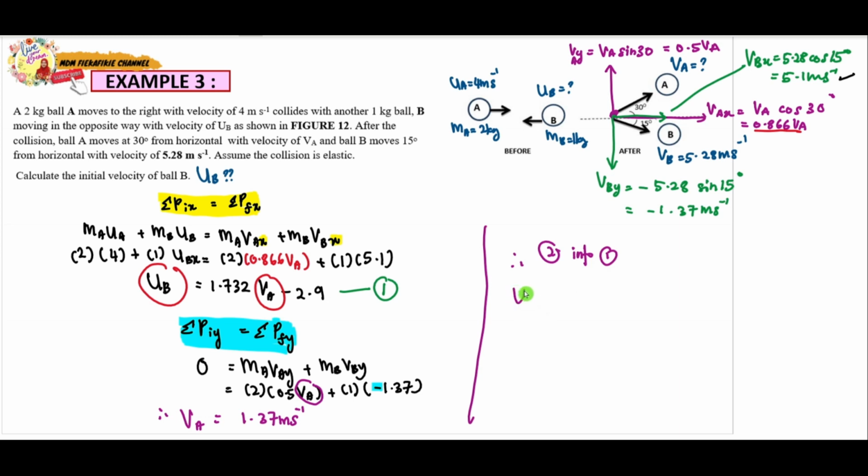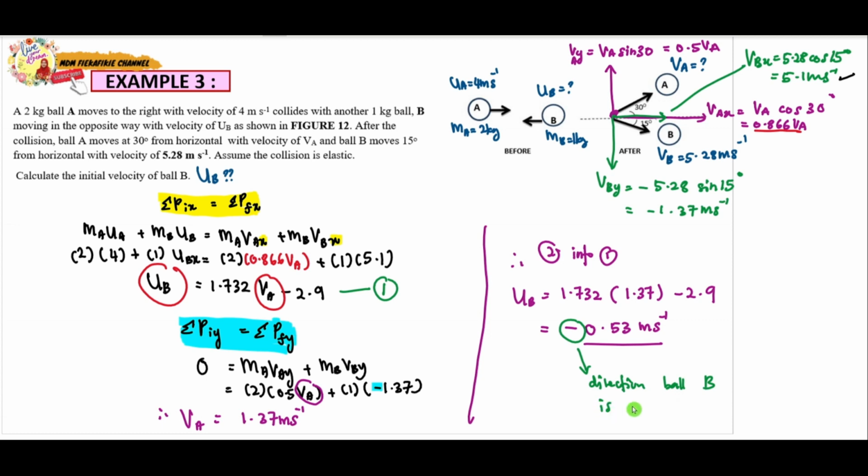Alright, so UB is equal to 1.732. Okay, so let's substitute the value of VA, which is 1.37 minus 2.9. Okay, so UB, you akan dapat negative 0.53 meter per second. Okay, so look at here that the answer is negative sign since the direction of ball B is to the left.